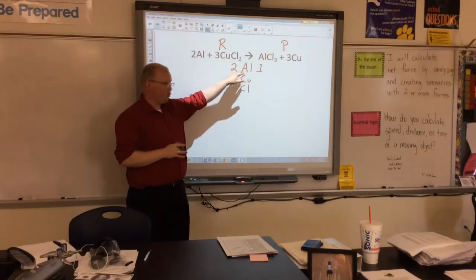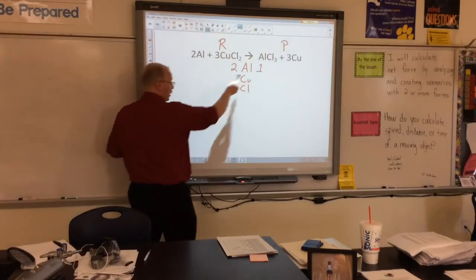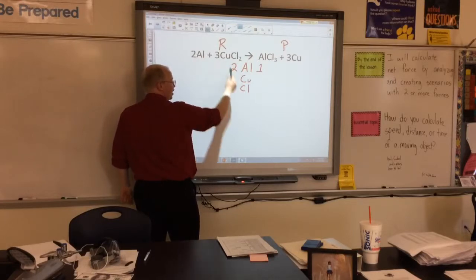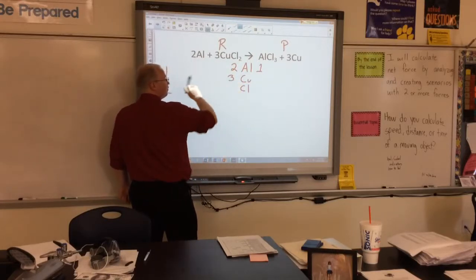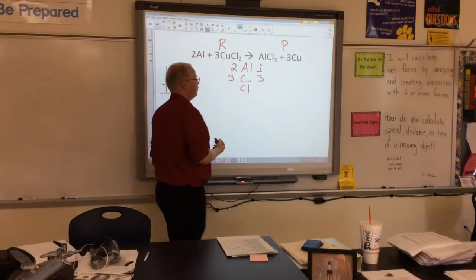I don't even have to go any further. I'm going to finish it just to be complete, but this is definitely unbalanced. On the reactant side for the coppers, I have 1 Cu times the 3, so that's 3 Cus. Over on this side, 1 Cu times the 3, so that's 3 Cus.